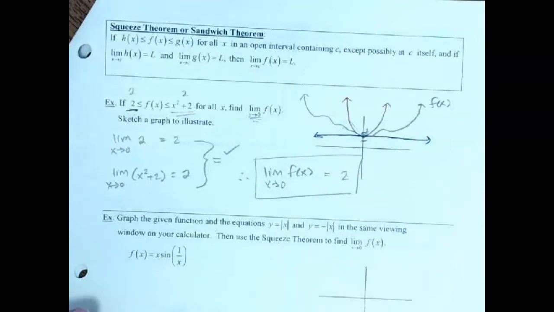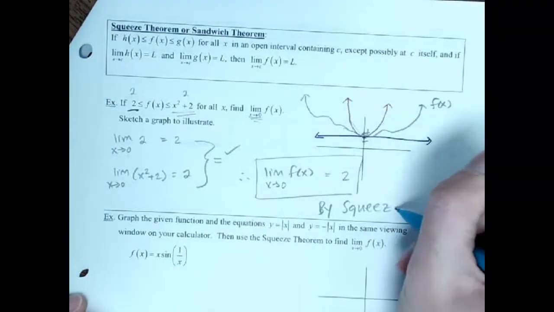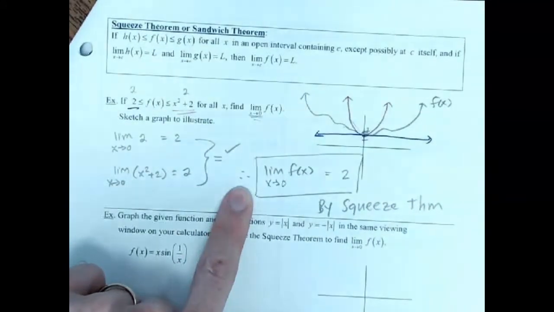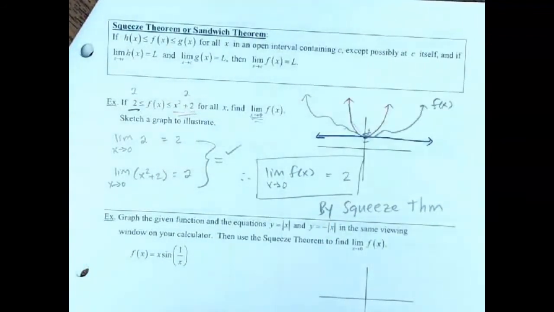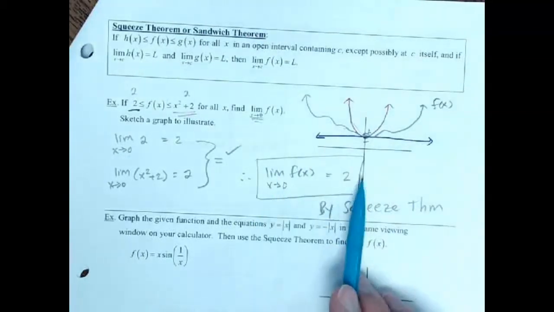And then we would want to say, by squeeze theorem, right? Anytime you say something, remember that means therefore. Anytime you're going to use a theorem, you should always cite it. So we know that middle function f, as x goes to 0, is going to have a limit value of 2. How do we know that?